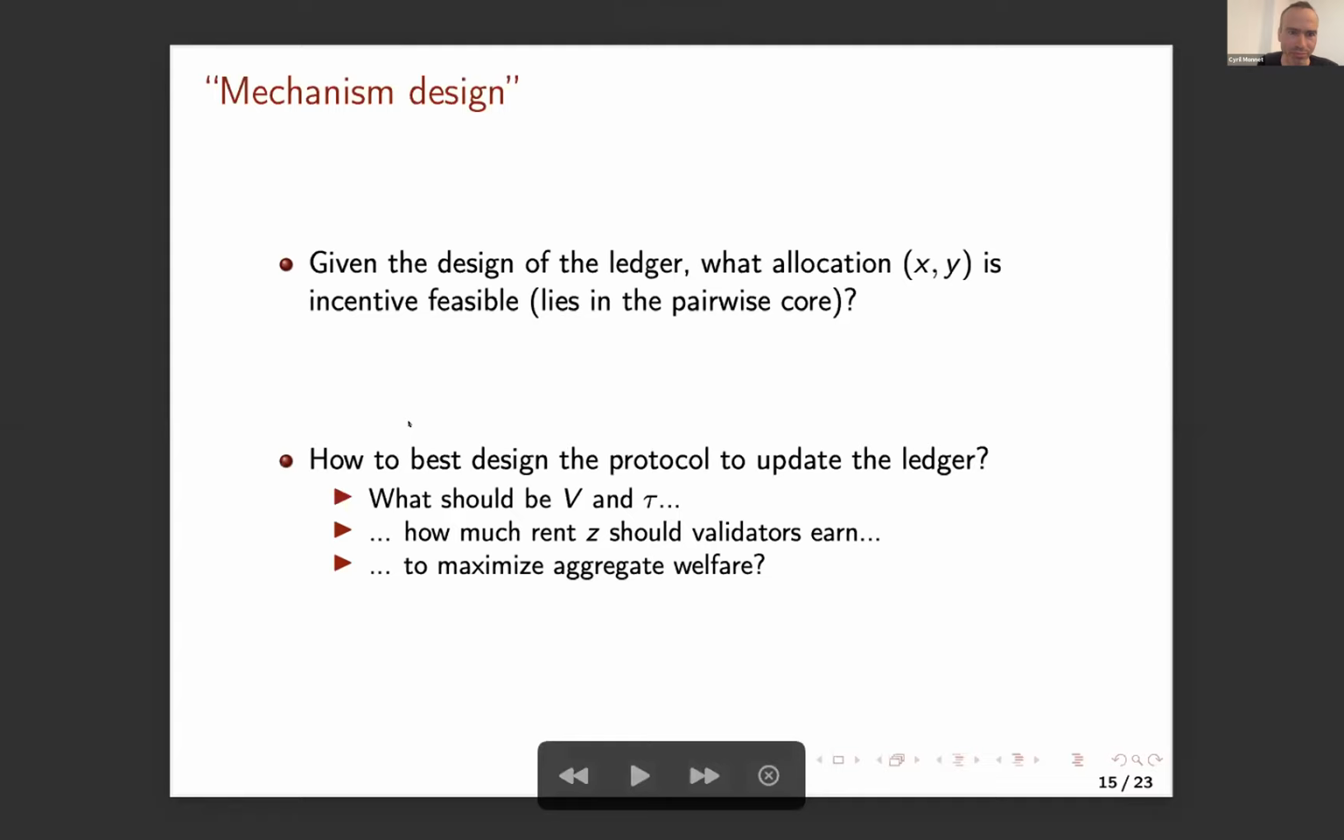And then we do mechanism design. First, given the design of the ledger, we ask what trading allocation you can achieve. This allocation, of course, depends on the design of the ledger. And then we ask what is the best design for the validation protocol. What should be the number of validators? What should be the supermajority? How much should validators be rewarded? And all this to maximize aggregate welfare.